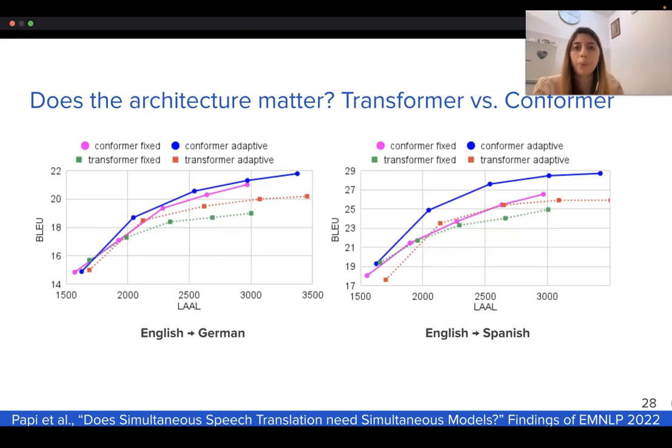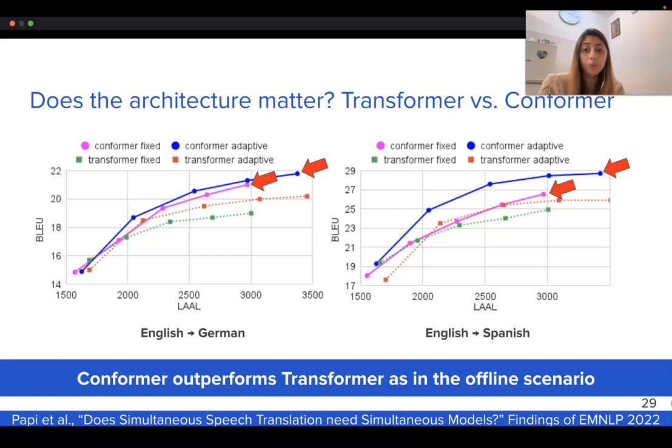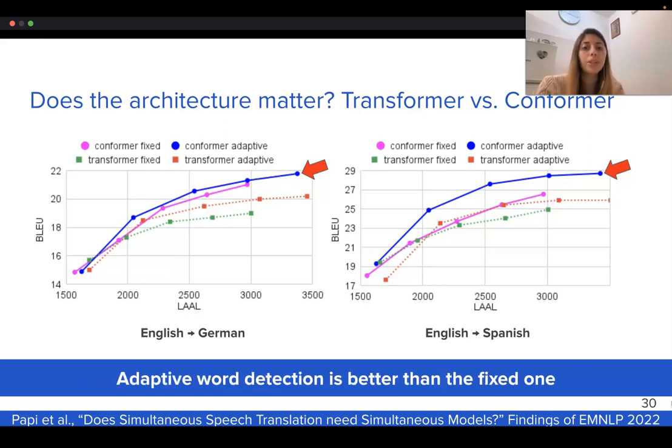The first comparison we made is the transformers versus conformer to verify if the architecture matters. First we see that the conformer outperforms the transformer as in the offline scenario, and we observe also that adaptive word detection is better than the fixed one.